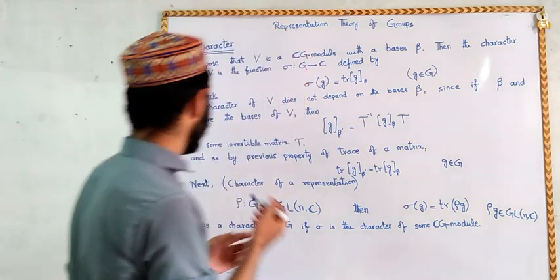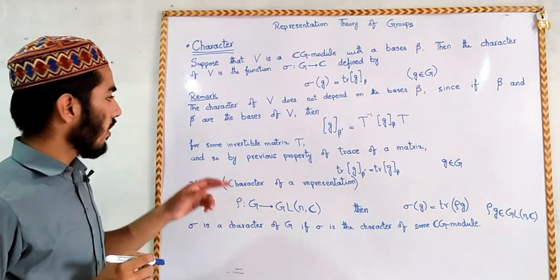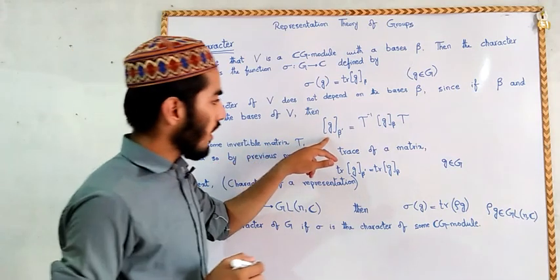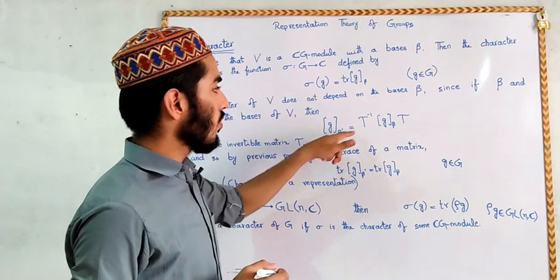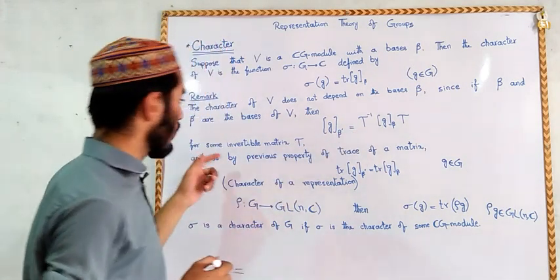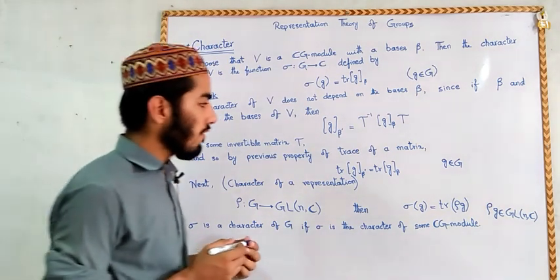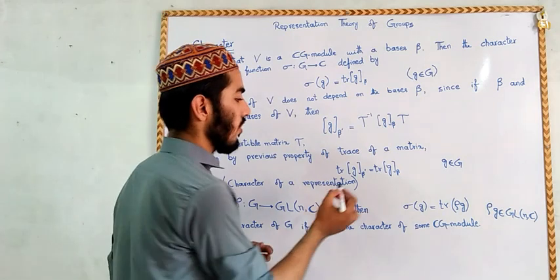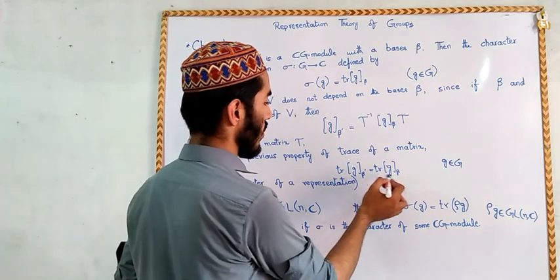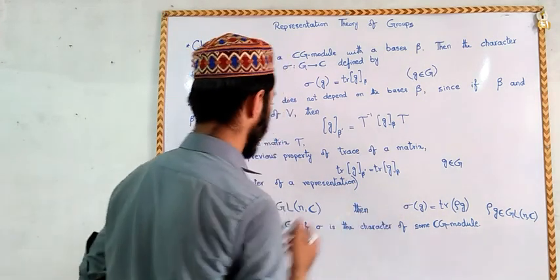Since if beta and beta dash are bases of V, then we can check it. g of beta dash is a matrix which is equal to T inverse g beta T for some invertible matrix T. And so by the previous property of the trace of a matrix, we also can check it. Trace of g beta dash is equal to trace of g beta, where g belongs to G.